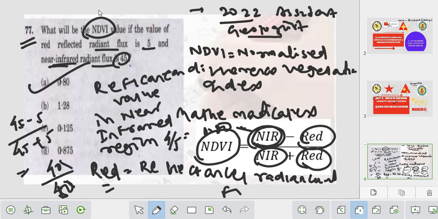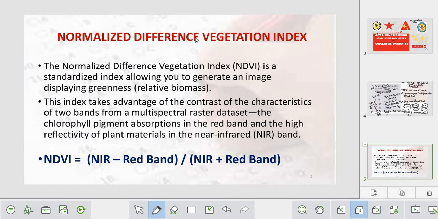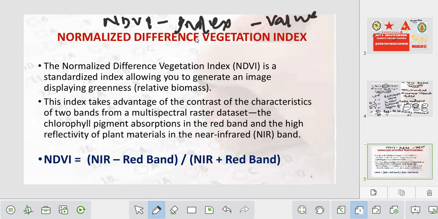So now we'll understand the exact meaning of NDVI value. What is this NDVI value, and why do we calculate it? Normally, before jumping into the main NDVI concept, it is simply an index, that means a value. It is normalized. When we normalize the value, that means we compare two regions. The normalized difference vegetation index is a standardized index allowing you to generate an image displaying greenness.